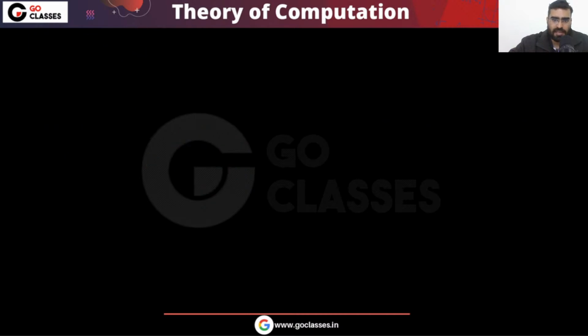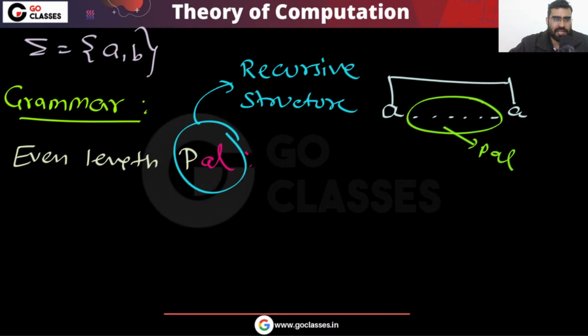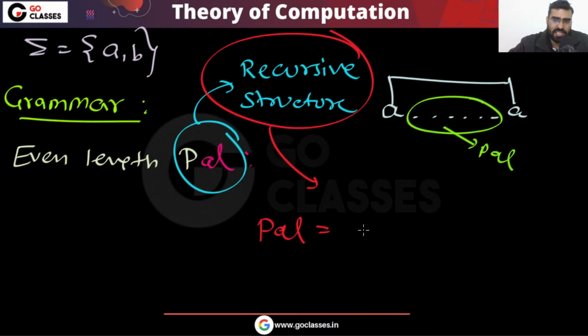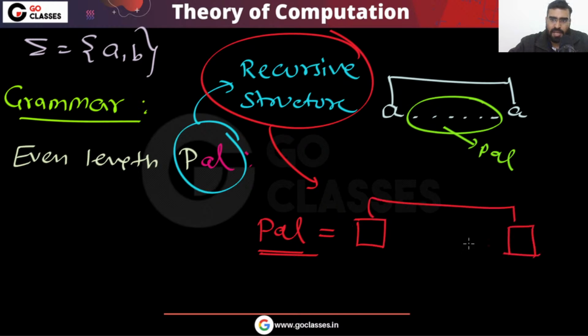Let me tell you what I mean by recursive structure. A palindrome is equal to: first symbol, last symbol, they must be same. This first symbol must be same as the last symbol, and inside also you have a palindrome. So you can see this is a recursive structure. If this is your x, then this also should be x, and in between you also have a palindrome. So this is your recursive structure.